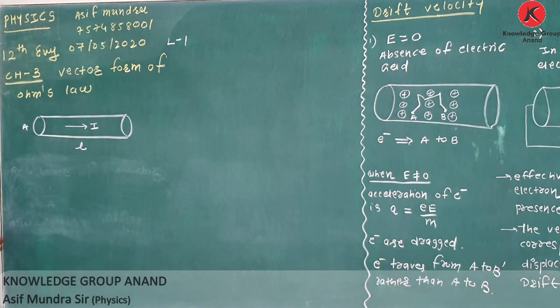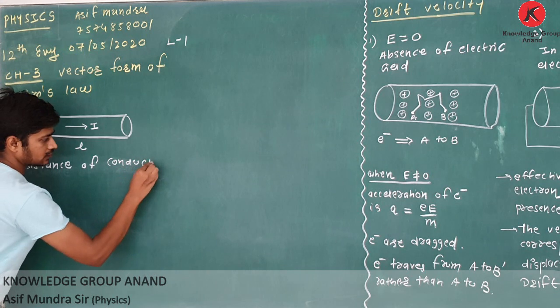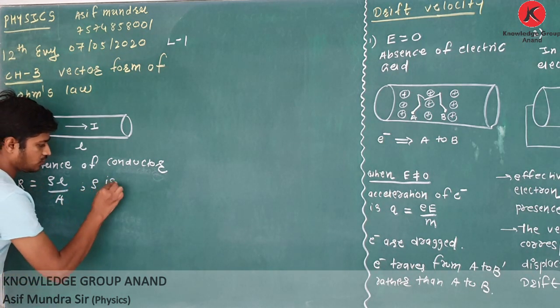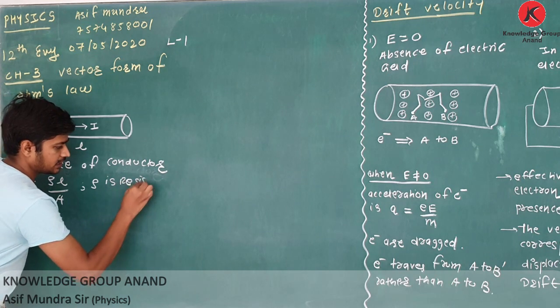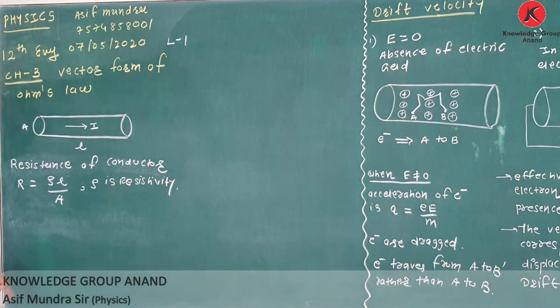We have one conductor having cross-sectional area A and length L. So you know what is its resistance? Resistance of the conductor: R is equal to rho L upon A, where rho is resistivity. Clear about this? We have obtained this equation, R is equal to rho L upon A.